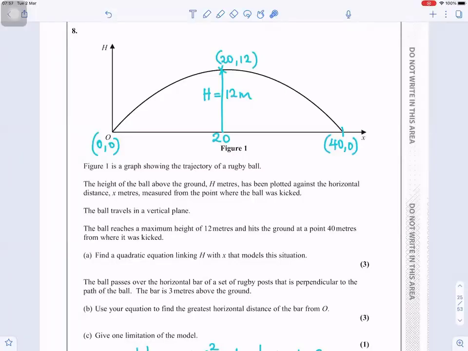Question number 8. Figure 1 is a graph showing the trajectory of a rugby ball. Part A, find a quadratic equation linking h with x that models this situation. So if you look at the graph, we have 0, 0 as the start, the origin. 40, 0 is the point at the end there. And in the middle, we have 20, and the maximum height is 12. We have 20, 12. We want to find a quadratic equation linking h and x.